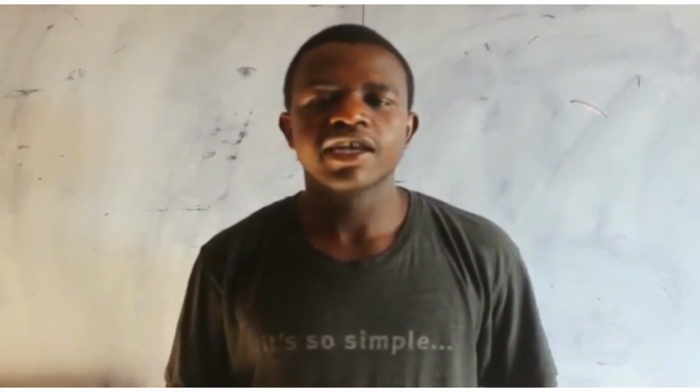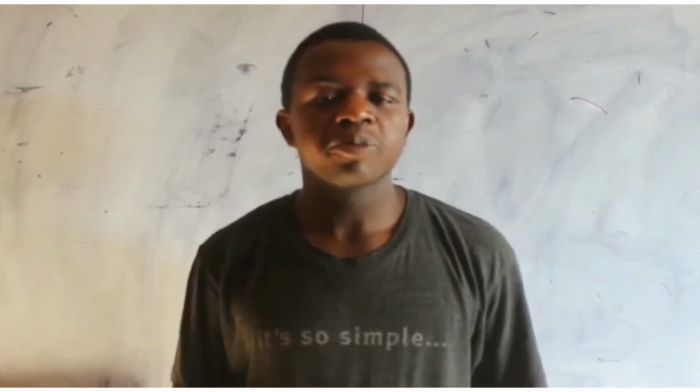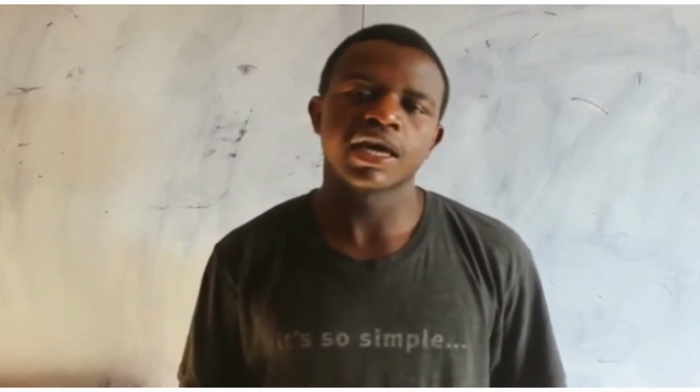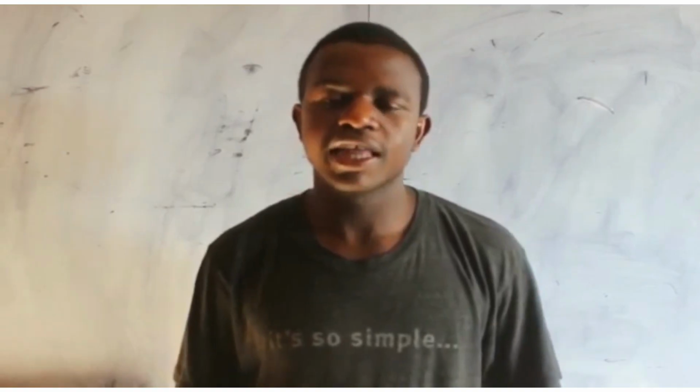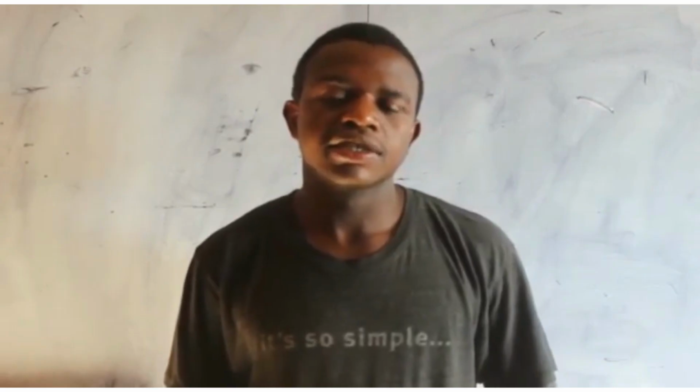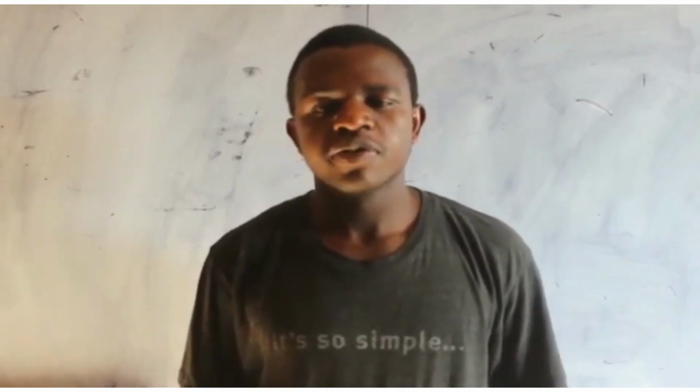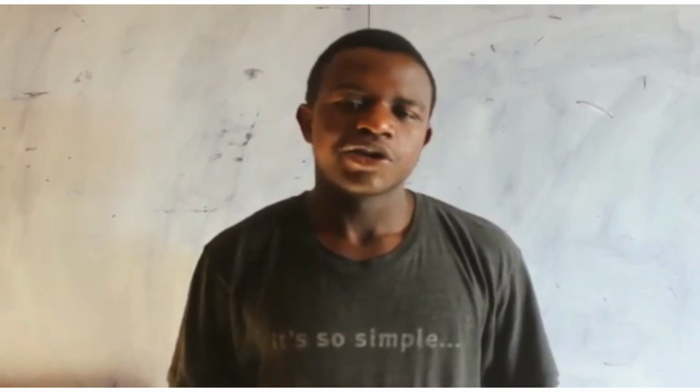So in physics we're going to start the topic referred to as wave motion. A wave is defined as a disturbance from one point to another that transmits energy. And there are two types of waves: the transverse wave and the longitudinal wave.